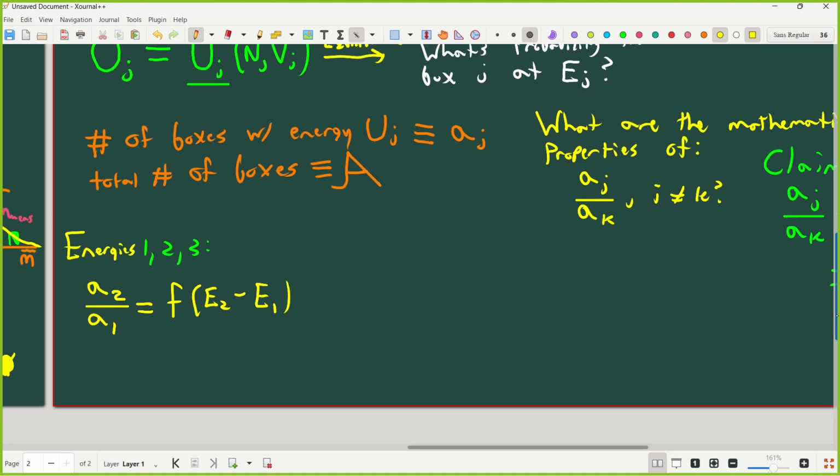And we can say that about box 3. Right? The ratio of boxes at energy 3 versus the number of boxes at energy 1 is also just a function of the difference of the two. And we can write it for the other case as well. Again, I'm just being very explicit here that this ratio between energies 3 and 2, the boxes of energy 3 versus the boxes of energy 2, is also a function of their energy difference.